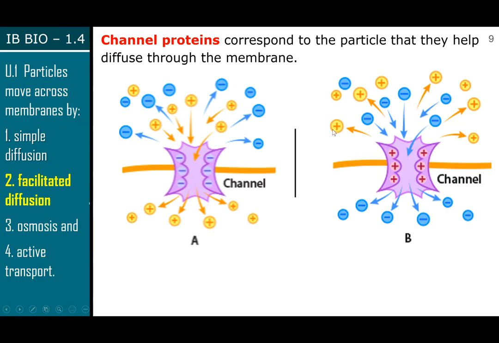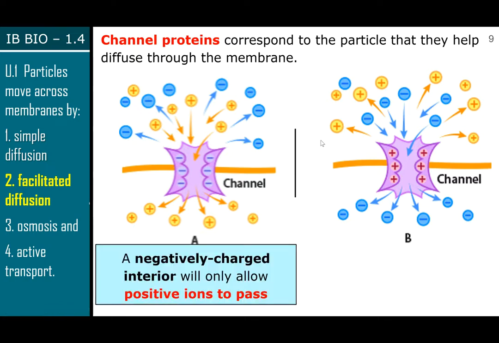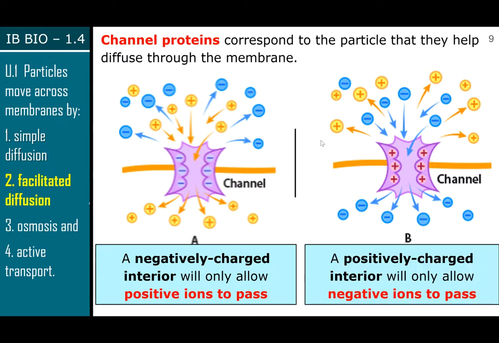So the specific conformation or shape and specific charge of your protein molecules are going to dictate what they allow in and what they allow out. So, a negatively charged interior will only allow positive ions to pass through, and a positively charged interior will only allow negative ions to pass through. And that makes sense.